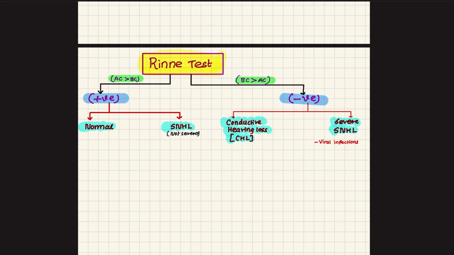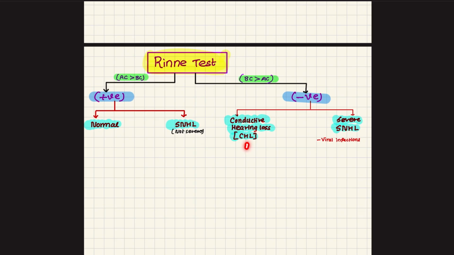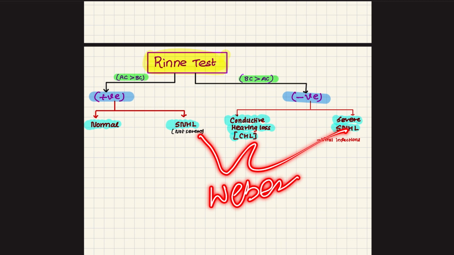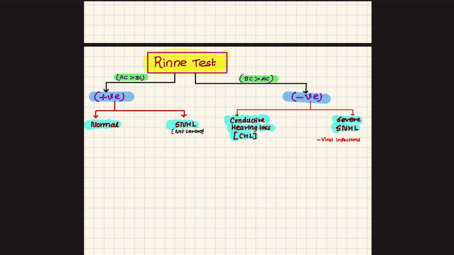The thing which we need to understand in the Rinne's test is that Rinne's test will be positive if air conduction is greater than bony conduction. It will be negative if bony conduction is greater than air conduction. Rinne test is positive, indicating either the ear is normal or there might be sensory neural hearing loss. If it is negative, it means that either there is conductive hearing loss or there is severe sensory neural hearing loss. So now it is essential to distinguish between conductive hearing loss and this sensory neural hearing loss. And this is done by Weber test, which we will be discussing in the next video.